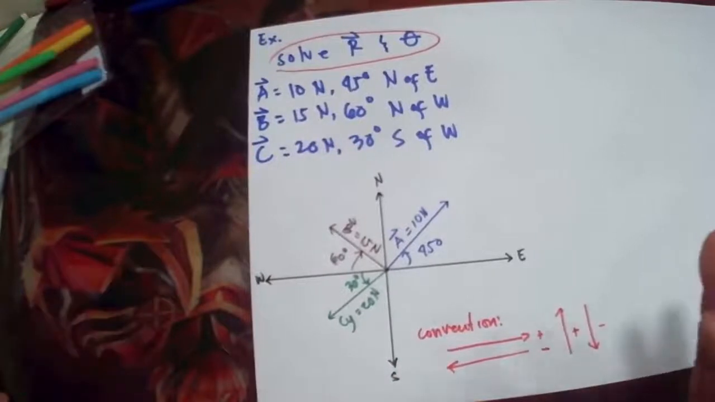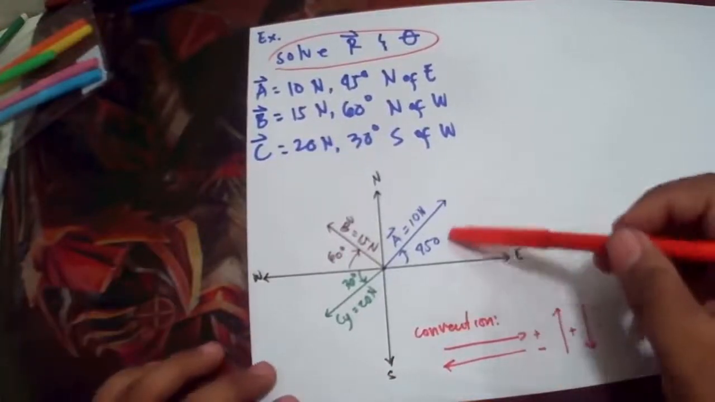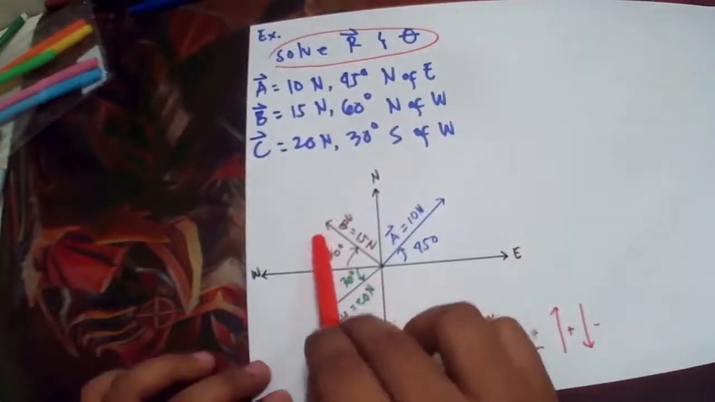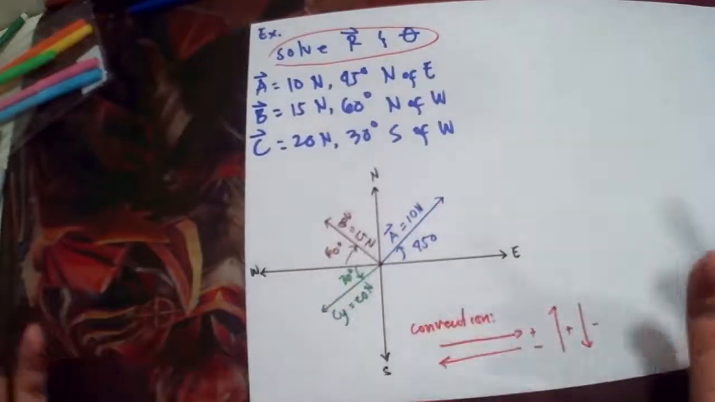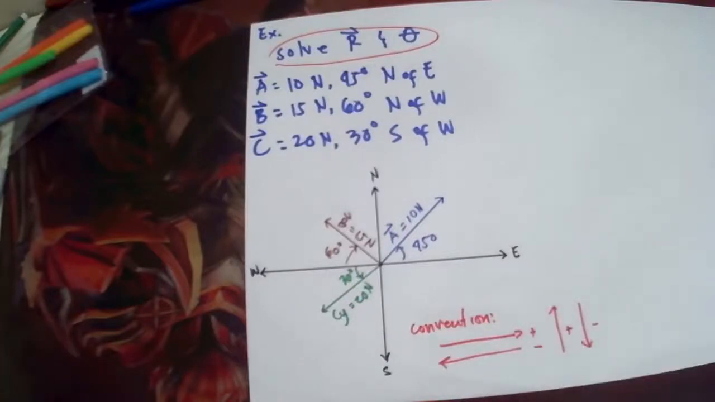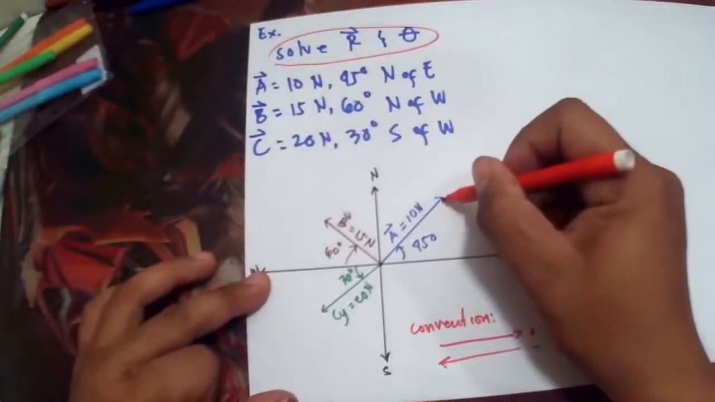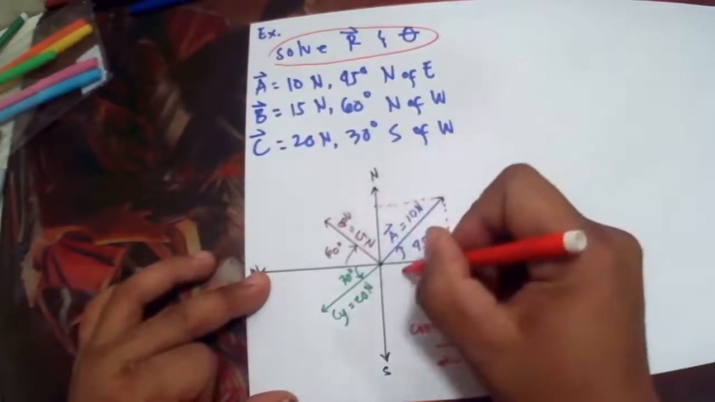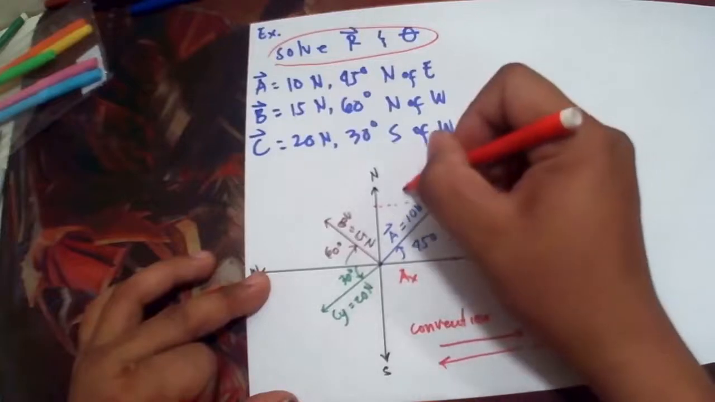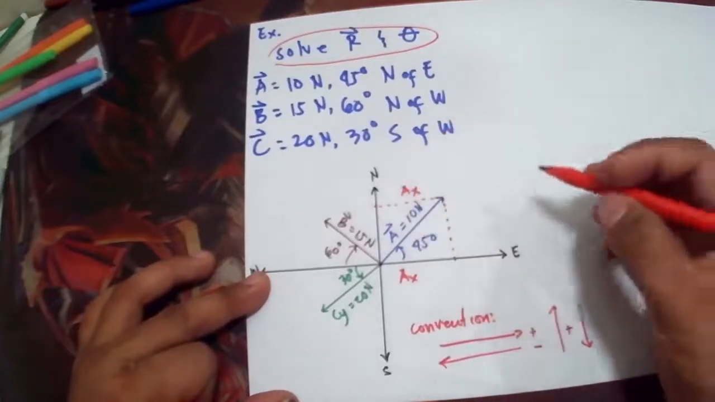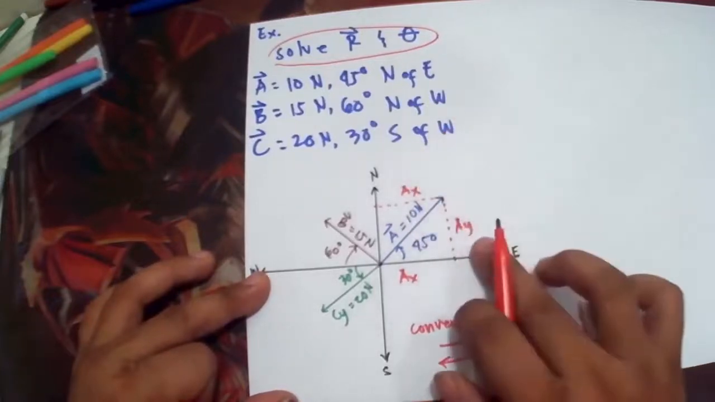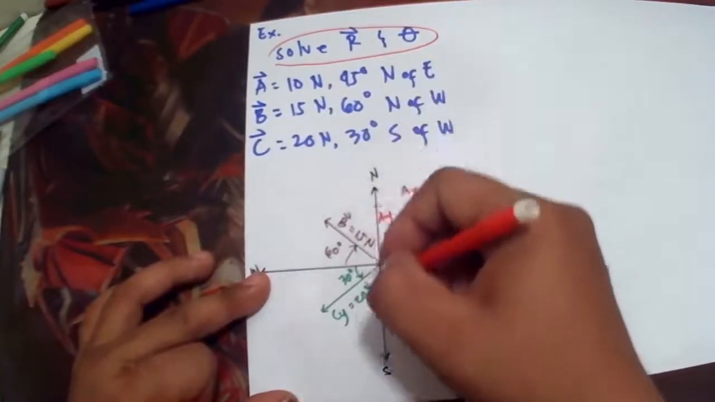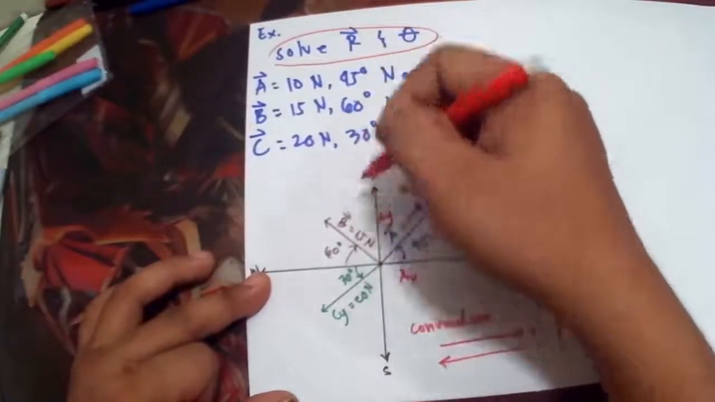So the first thing that we're going to do is redraw the diagram based on its components. That means we're going to resolve this one into x and y axis components. So let's start from A. We'll draw here an imaginary line. And this is A sub x. This A sub x is equal to the A sub x here. And this is A sub y. This A sub y here is equal to the A sub y here, this vertical line, or the north line.